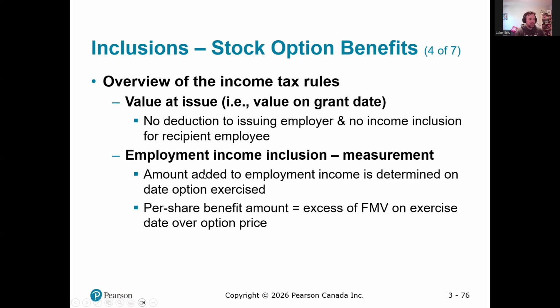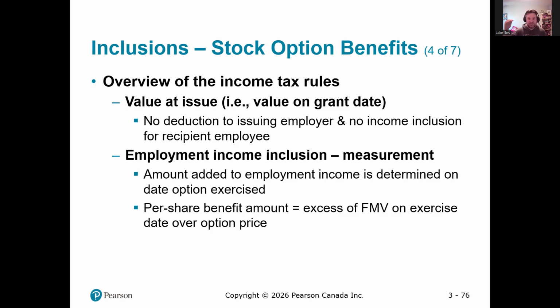Employment income inclusion: the amount added to employment income is determined when the option is exercised, when you physically buy a share. So the benefit amount is the excess. How much more was the fair market value over the exercise price? Now, fair market value will always be more than the option price, because if I can buy a share of Google at $15 and my option price is 20, why would I spend more? Why would I buy it for $20 when I can just go get it for 15 from someone else? So I would only use an option price if it was below the market rate.